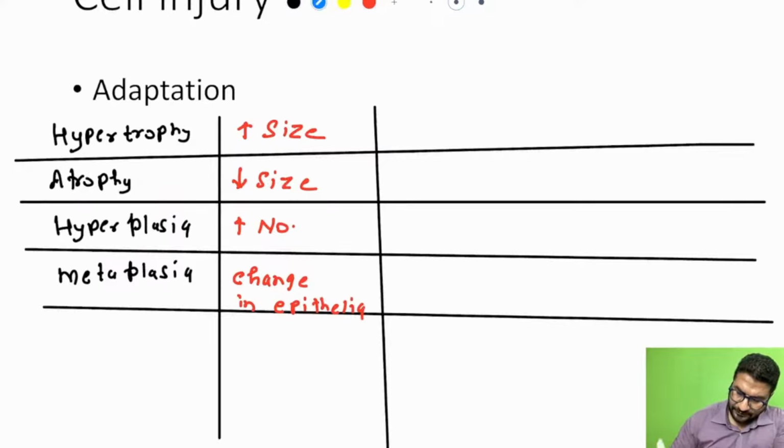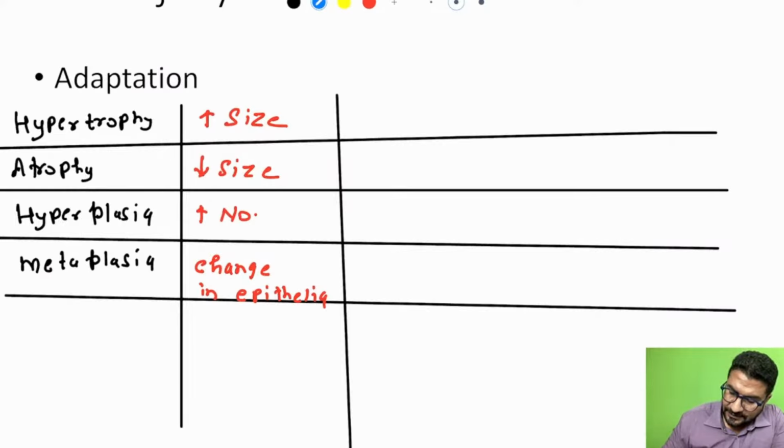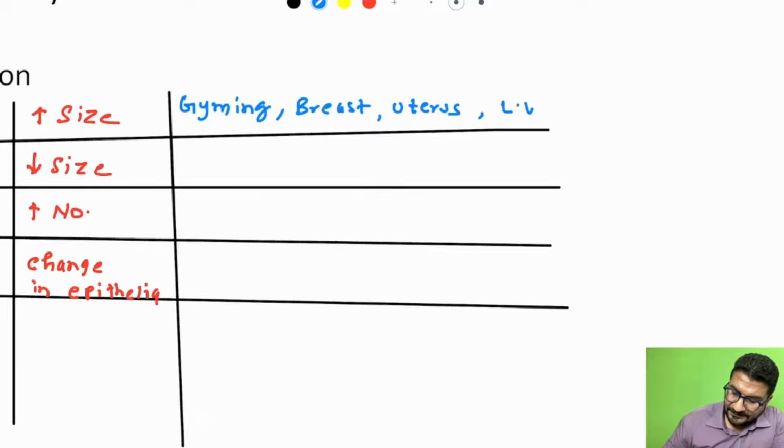Now the second thing they ask you in the exam is where we see them. Understand this: hypertrophy can be physiological or pathological. You can see this in bodybuilding, in gymming, where muscle hypertrophy happens. Then you can see hypertrophy in breast tissue and in the pregnant uterus. But what are the pathological examples? Left ventricular hypertrophy and right ventricular hypertrophy. So this is about hypertrophy.